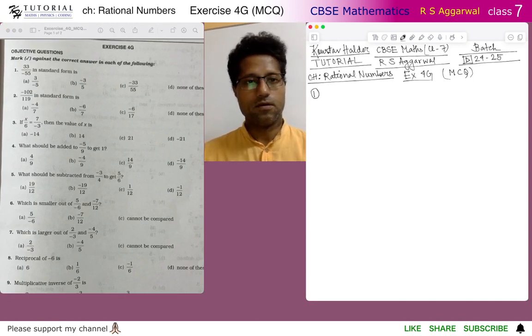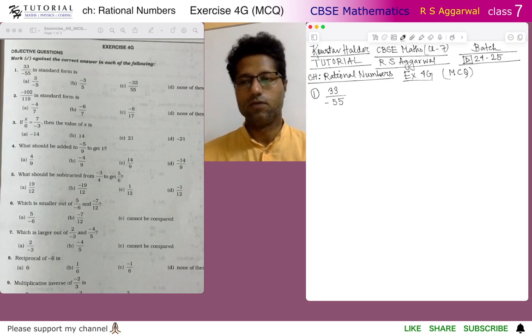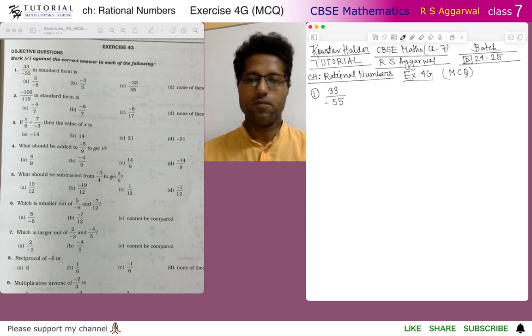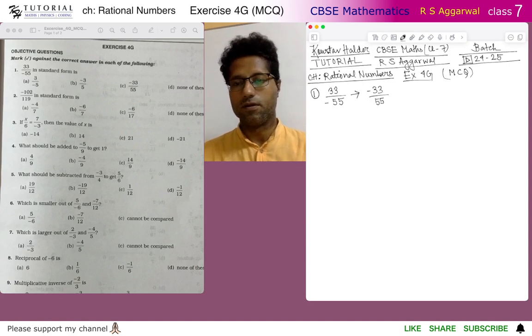The first one says 33 by minus 55 in standard form is, okay, so it is asking us to convert the rational number 33 by minus 55 to standard form. We know that in standard form the denominator is positive and the HCF of the numerator and the denominator is 1. So there should not be any common divisor in the numerator and the denominator except 1. So first we make the denominator positive, so that will make the rational number minus 33 by 55. So we multiply both the numerator and the denominator by minus 1, so that the negative denominator becomes positive.